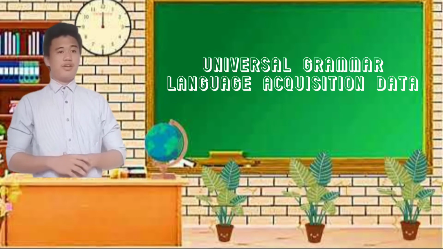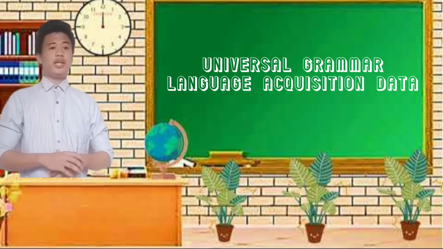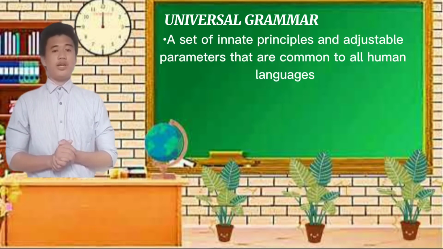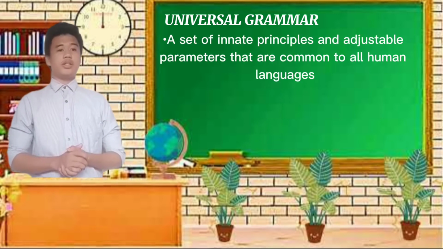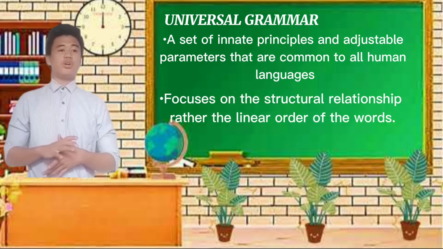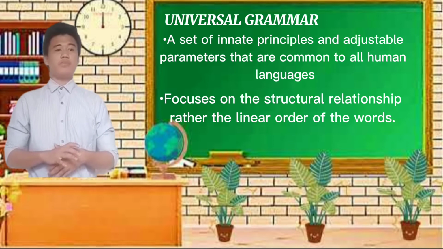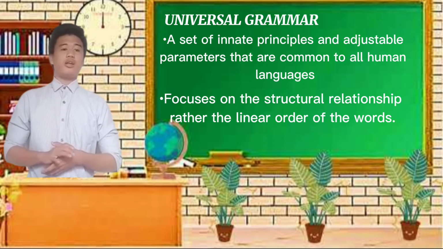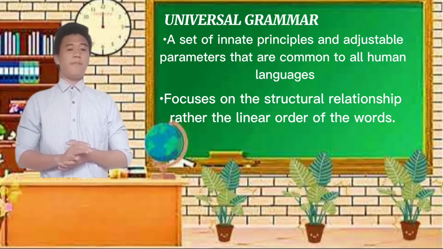Universal grammar. Language acquisition data. Universal grammar is a set of innate, principal, and adjustable parameters that are common to all human languages. It focuses on the structural relationship rather than the linear order of the words. Universal grammar is a theoretical concept proposed by Noam Chomsky.